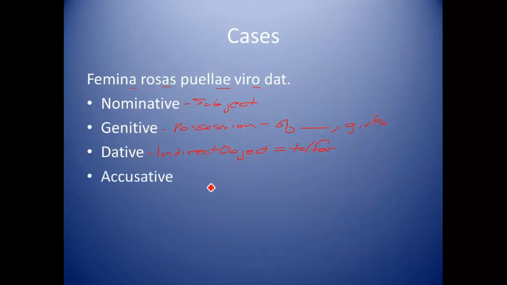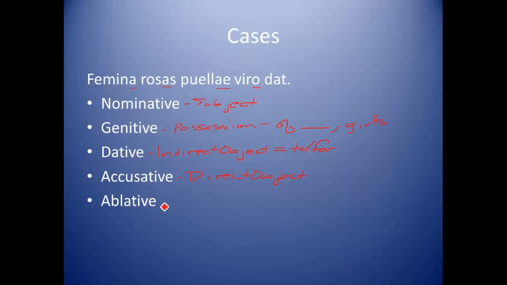The fourth case, the accusative, is our direct object. It is the thing directly affected by the verb. So the woman gives the roses. Roses here is the accusative. It's receiving the action. The fifth main case, so here are the five main cases: nominative, genitive, dative, accusative, and ablative.